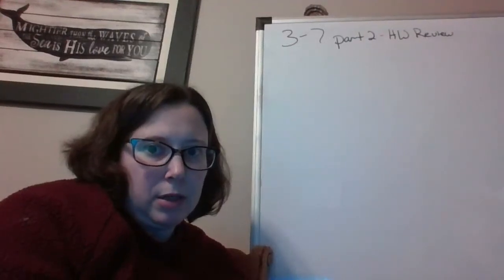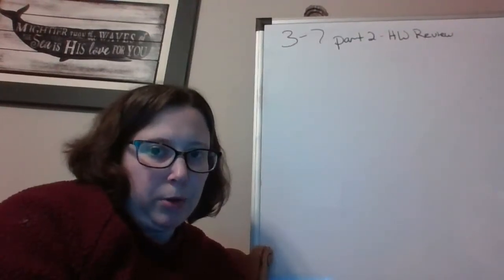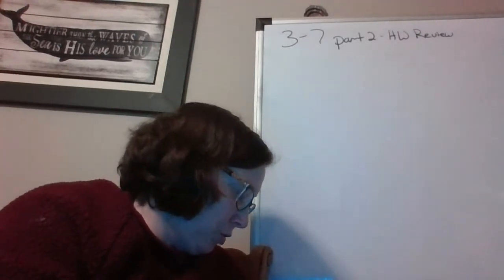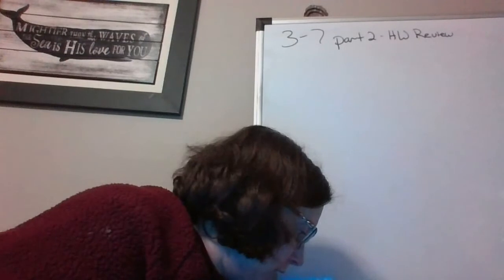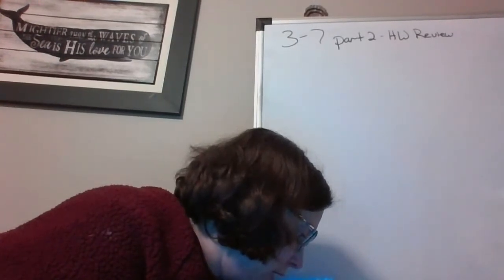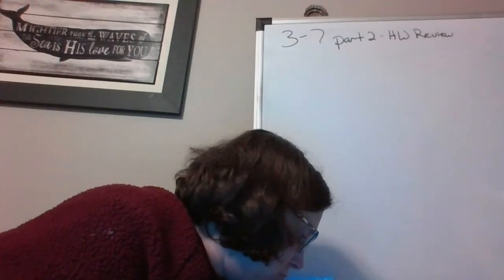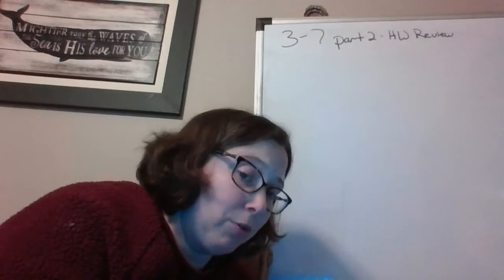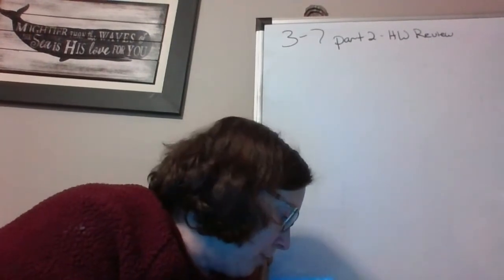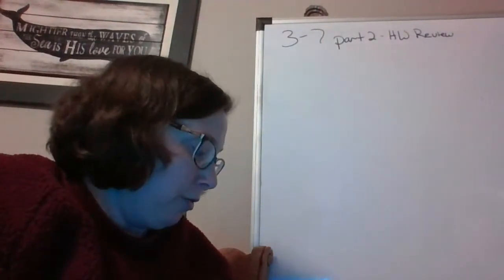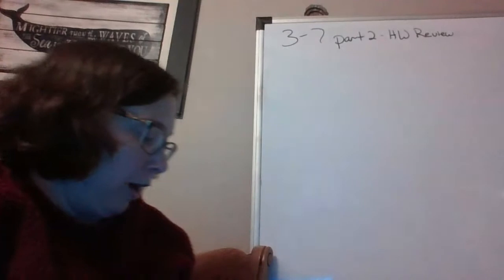So here is the homework review for part 2 of 3-7. We are going to start with number 7, and the directions there say solve and graph each inequality. Notice it didn't say check, but I'm going to, of course, expect you to do checks. So number 7 is the absolute value of x is less than 5.